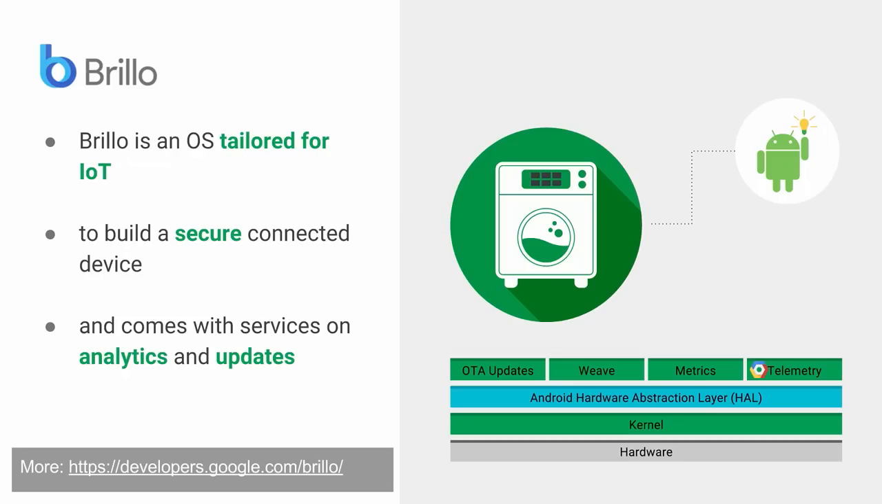And then lastly with Brillo, it comes with services like analytics and updates. So for example, device manufacturers can get a readout of all the features and the usage of their device population in aggregate and figure out how the users are using their devices. But then also, we provide an infrastructure to push updates so that as security threats come up or you see new features that you want to deploy, you can have a pathway to be able to push those updates to those devices.